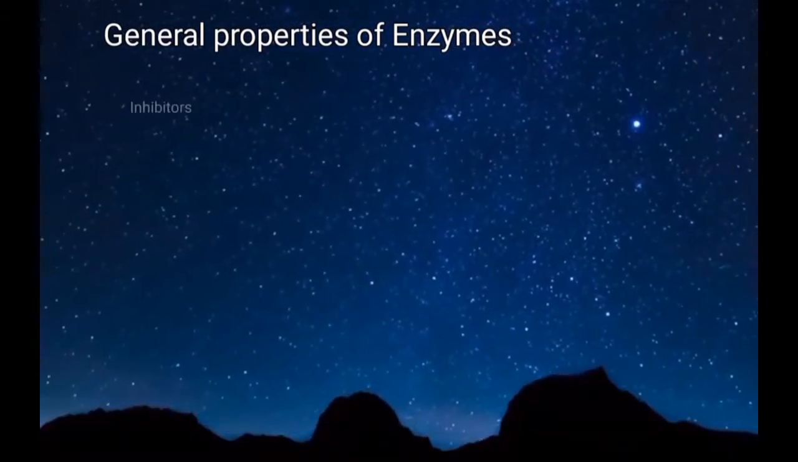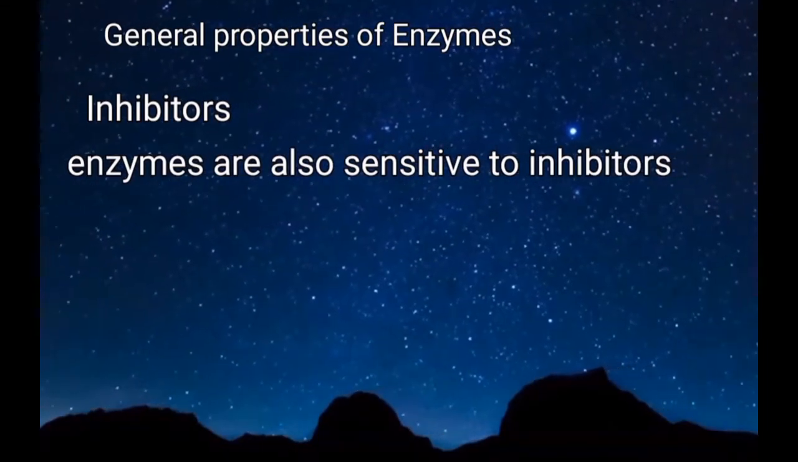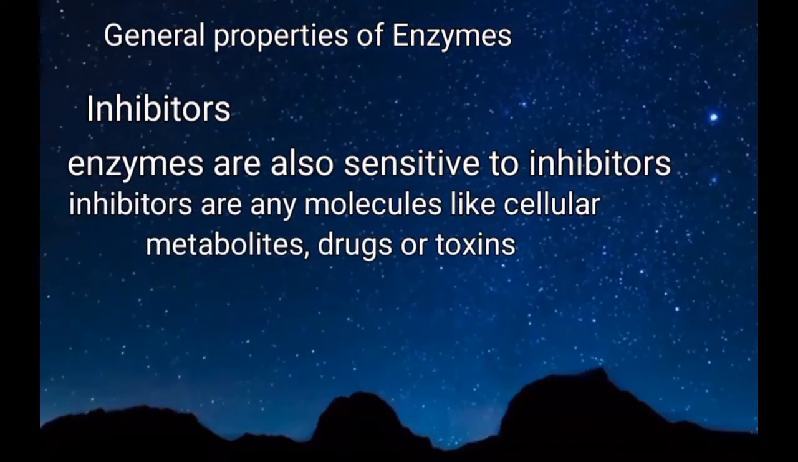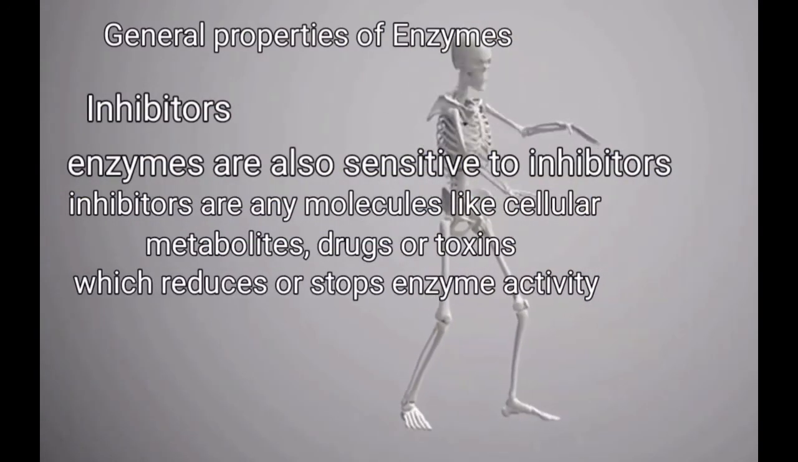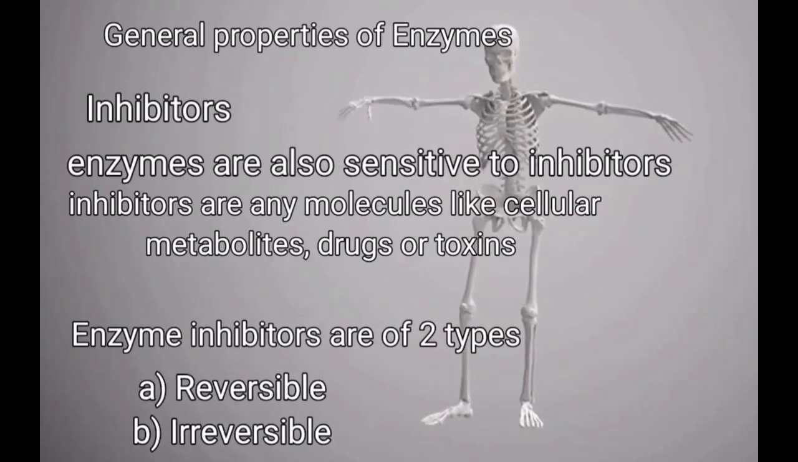And the third one is inhibitors. Enzymes are also sensitive to inhibitors. Inhibitors are any molecules, like cellular metabolites, drugs, or toxins, which reduce or stop enzyme activity. Enzyme inhibitors are of two types, reversible and irreversible.